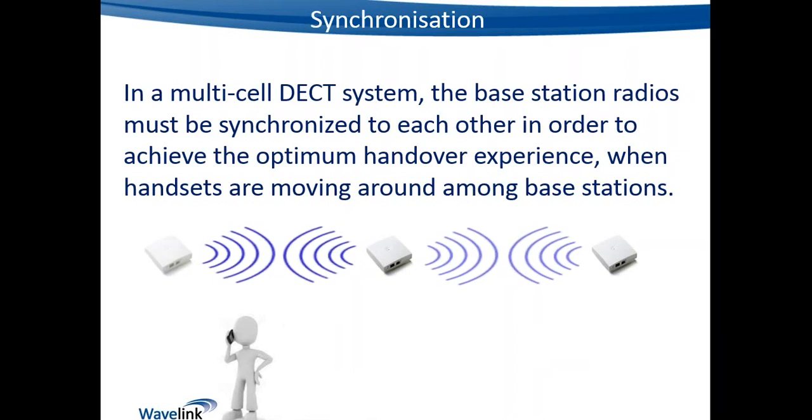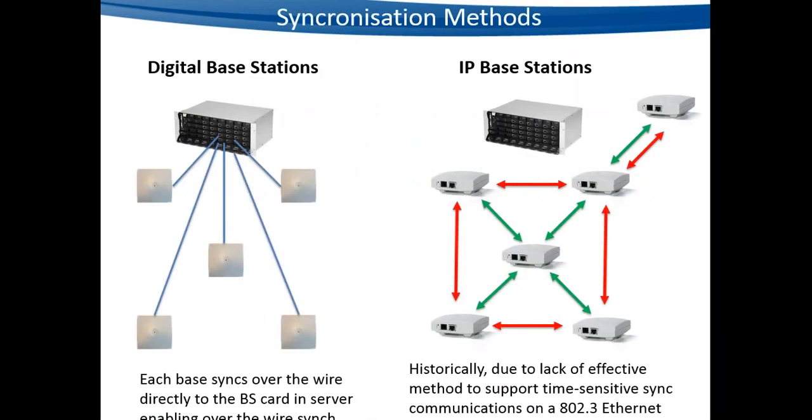However, the base stations always maintain this synchronization state to facilitate that activity. So just having a look at how that has happened historically, as we said, digital base stations have a direct connection to the interface card in the DECT server, and the DECT server manages that directly over the wire. So that means we've got a reliable connection because it's a wired connection. The base station's always in direct contact with the DECT server, and the DECT server can manage that process directly.